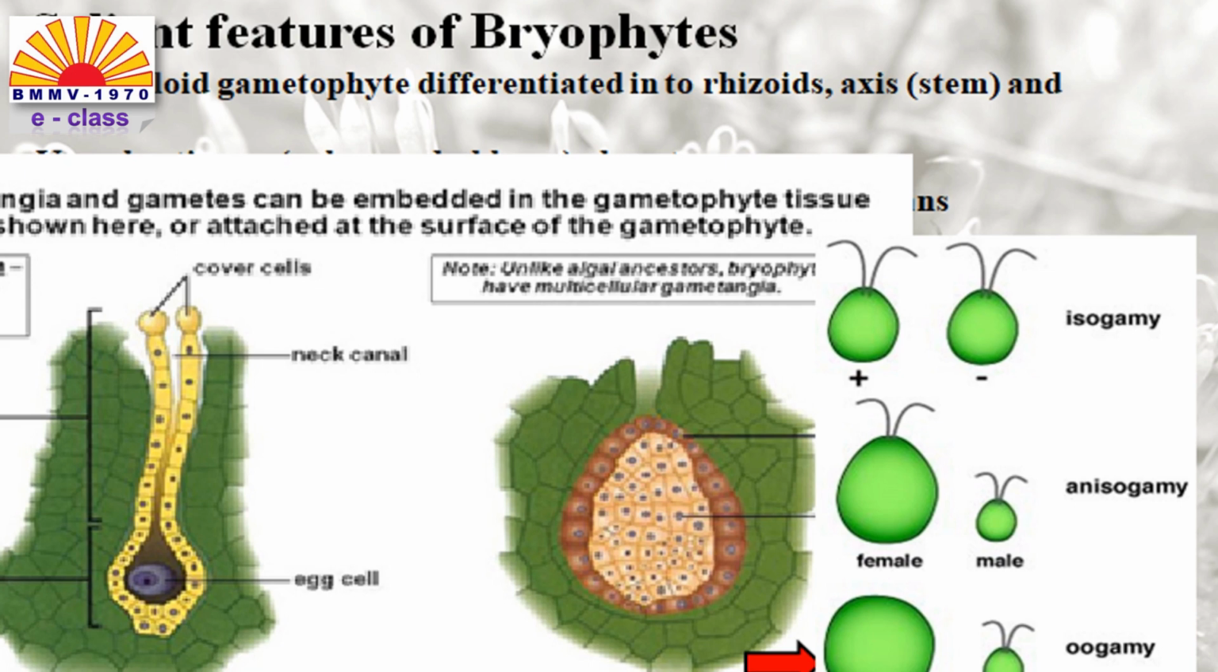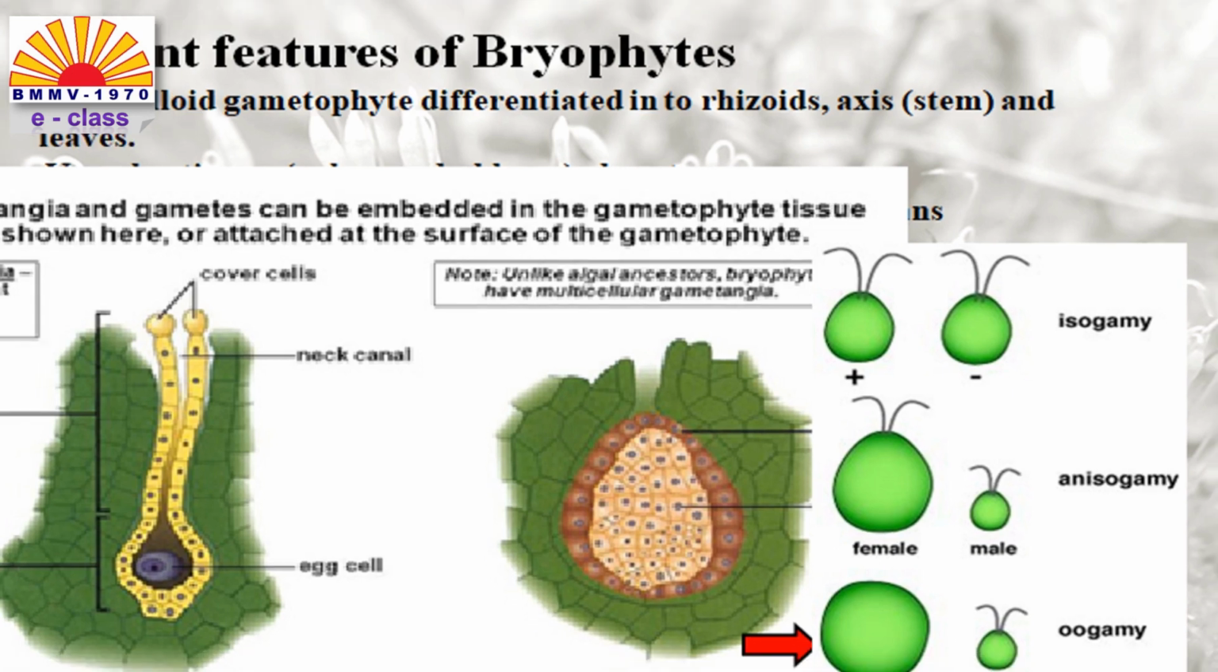Another important thing that you all should know is that the type of sexual reproduction in bryophytes is oogamous. That is, the female gamete, the egg, is not motile, whereas the male gamete, the antherozoid, is motile, and the egg is always larger in size. The antherozoid or the sperm cell will swim in the film of water and then fertilize the egg. This is where water is very important in the life cycle of a bryophyte.